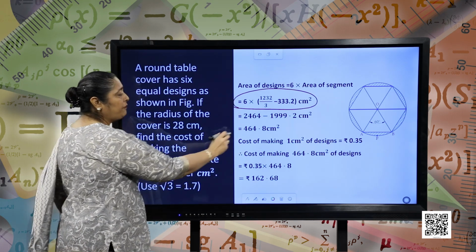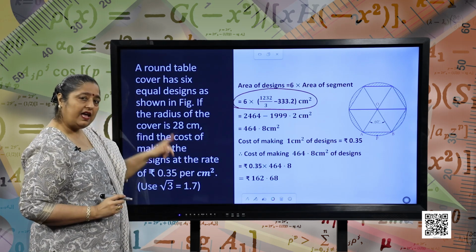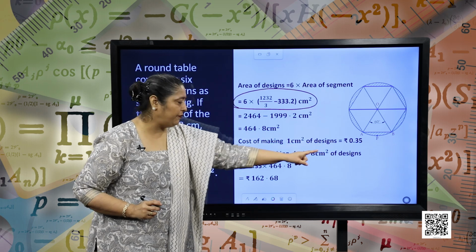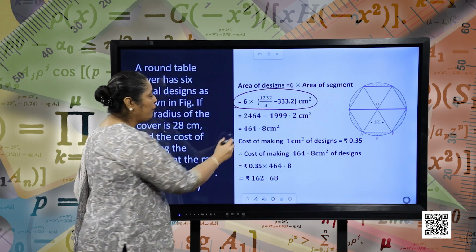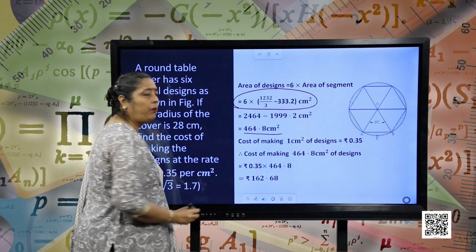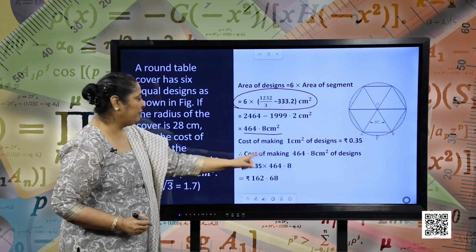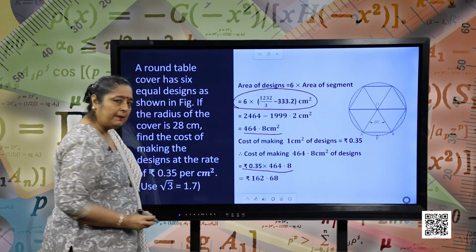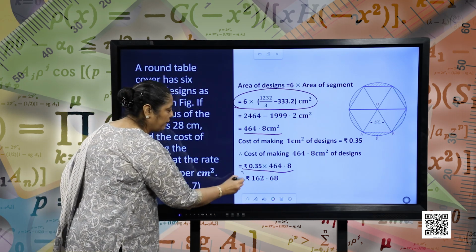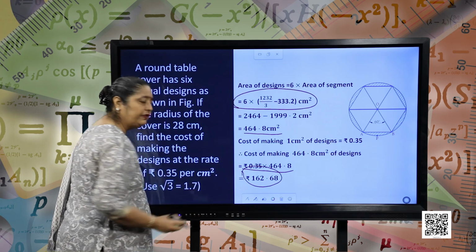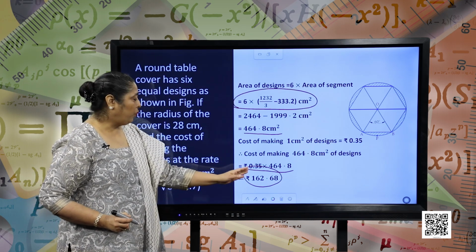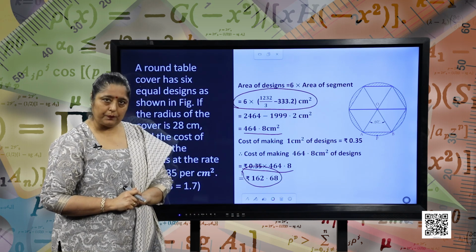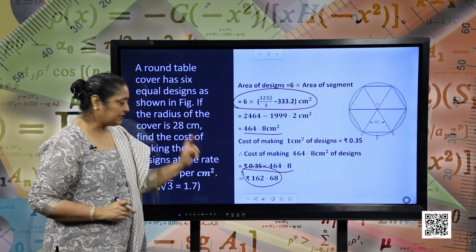So, cost of making 1 centimeter square as in the question is given as rupees 0.35. So, cost of making 464.8 centimeter square, we have to multiply 0.35 by this, and calculating it further, we have the cost as 162.68 rupees. So, I hope this is clear.